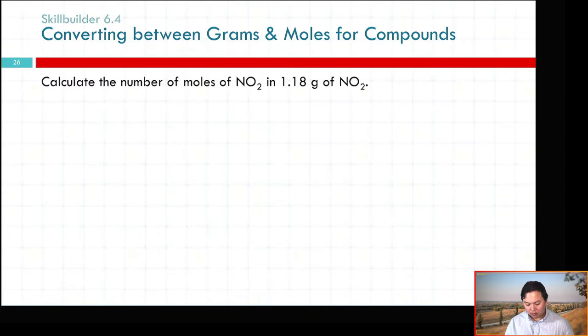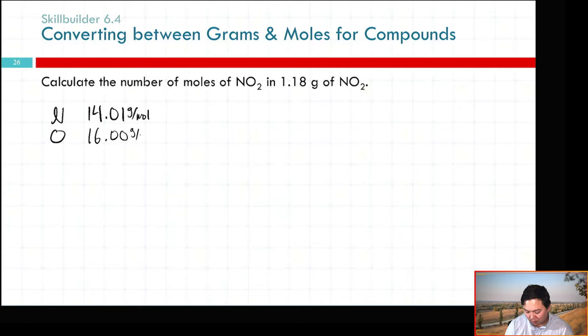So now we'll calculate the number of moles of NO2 in 1.18 grams of NO2. My brain is just not firing on all neurons today. So again, our mass for nitrogen is 14.01. And I should be writing these units in, right? So this is grams per mole. And for oxygen, we're using 16.00. And you'll see these numbers on different periodic tables vary just a little bit, usually depending on how many significant figures they include.